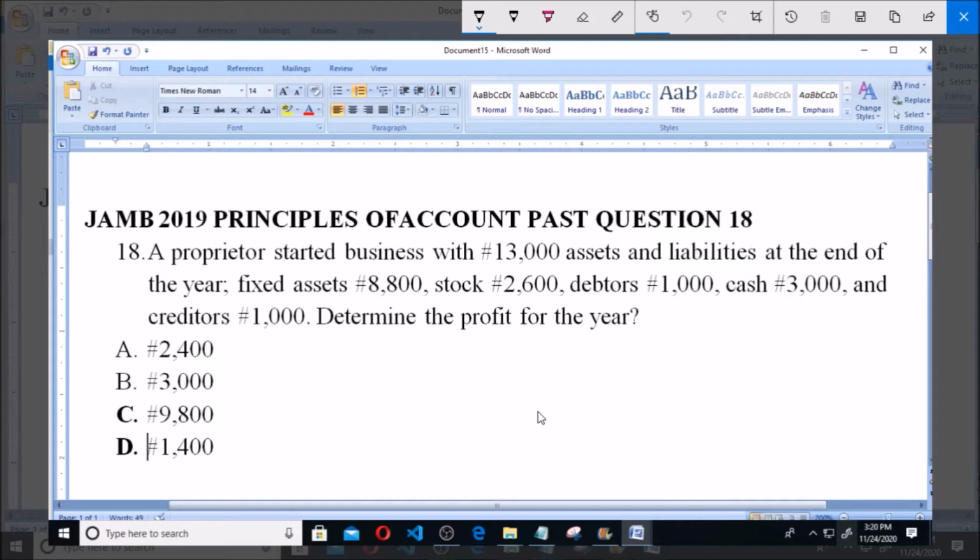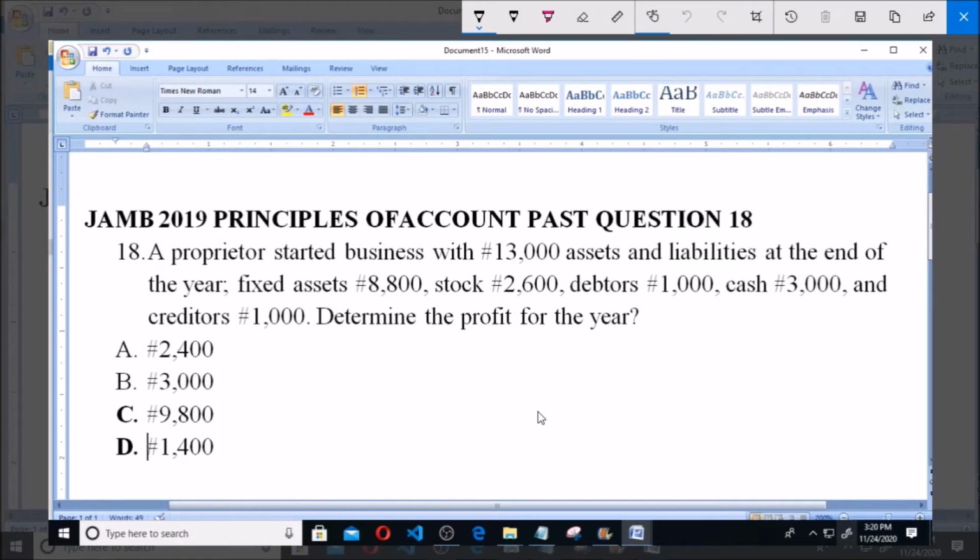Past question number 18. It says a proprietor started business with 13,000 naira assets and liabilities at the end of the year. Fixed assets is 8,800 naira. Stock is 2,600 naira. Debtors is 1,000 naira. Cash is 3,000 naira, and creditors is 1,000 naira. So to determine the profits for the year.